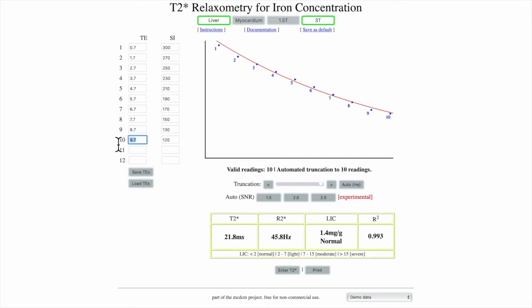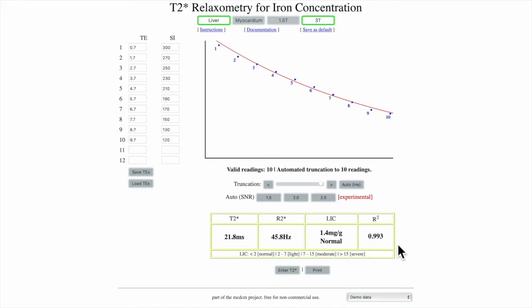I have taken 10 echoes till 9.7, and the corresponding signal intensities of the liver ROI are from 300 to 120. According to the TE and the signal intensities, we have obtained a graph. On the x-axis it's the TE and on the y-axis it's the signal intensities. So the graph is quite good. You can see the red line is covering almost all the points, which is represented by the R2 value.